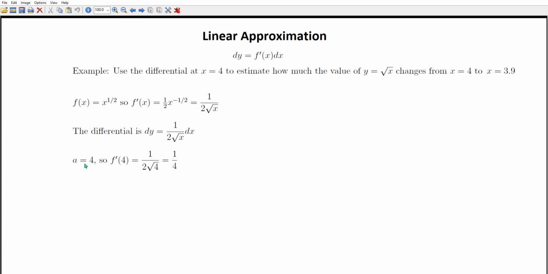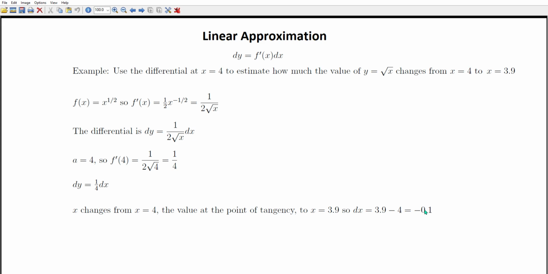The differential is just dy equals 1 over 2 root x dx. A is 4, which is where we're trying to estimate this thing. So f prime of 4 is 1 over 2 square root of 4, which is a quarter. Means that our differential becomes dy is 1/4 dx. X changes from x equals 4, the value at the point of tangency, to x equals 3.9. So dx is 3.9 minus 4, or minus 0.1.